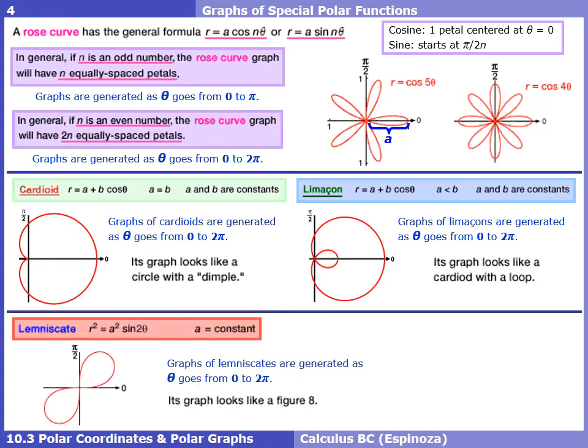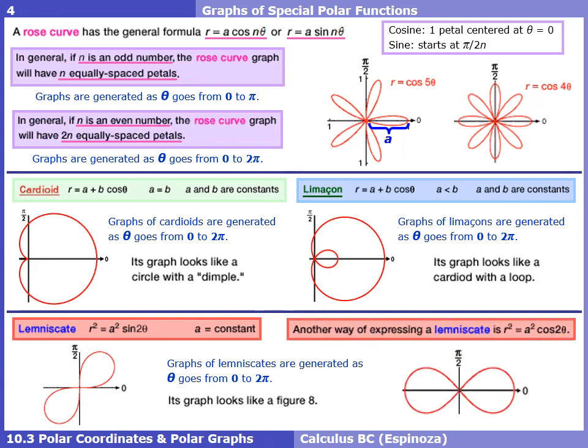The last graph we need to possibly be concerned with is something called a lemniscate. That form looks like r squared equals a squared sine of 2 theta, and again, a is just a constant. These graphs are generated as theta goes from 0 to 2 pi, and of course, it looks like this figure 8 graph. If you've ever been curious about how you might want to graph an infinity symbol, that's a lemniscate. But in this case, it would be r squared equals a squared cosine 2 theta.